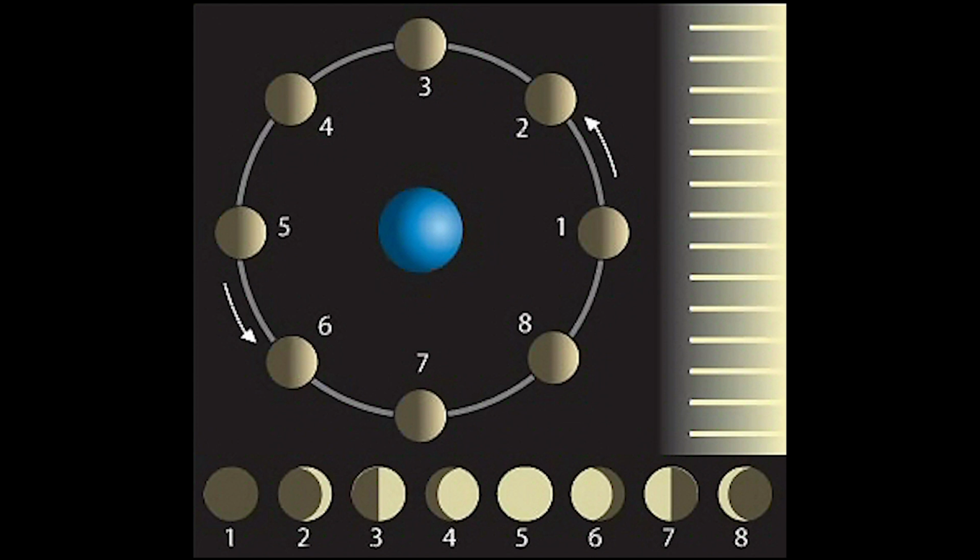5. A full moon, when the moon and sun are on opposite sides of the Earth. 6. The waning gibbous. 7. The third quarter. 8. The waning crescent. And 9. A new moon again. Image: the phases of the moon.